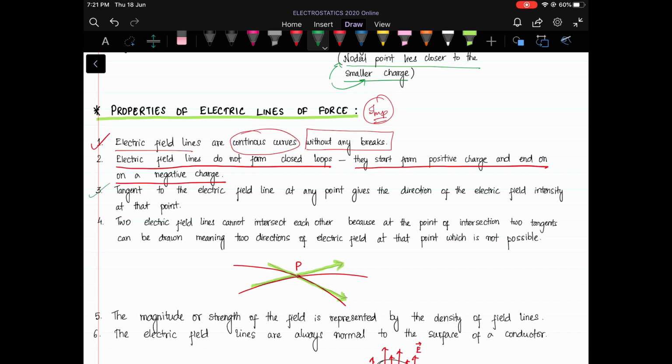The next is very important. The next point talks about the direction of the electric field. To know the direction of the electric field at any point, we must draw the tangent to the electric lines of force or field line at that point. I'll repeat again. The direction of the electric field that we are talking about at any point can be found out by drawing a tangent to the electric field line at that point.